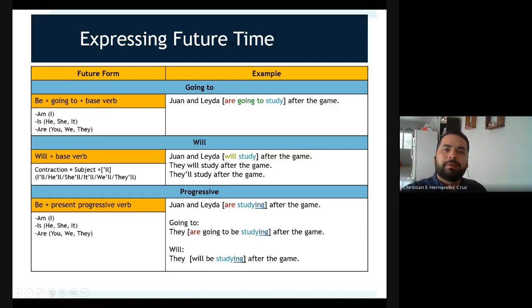So how do we express going to? Well, of course, we use the be verb, we use going to, and then we use the base verb. The pronouns we use, according to the be verb: we use am with I, we use is with he, she, and it, and we use are with you, we, and they. So if you remembered that order from the present tense, you're going to have no problems with the future tense.